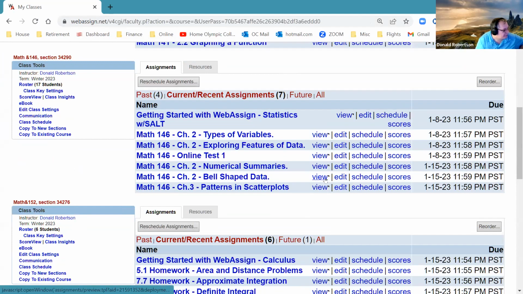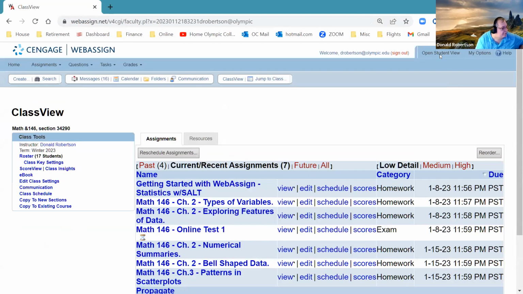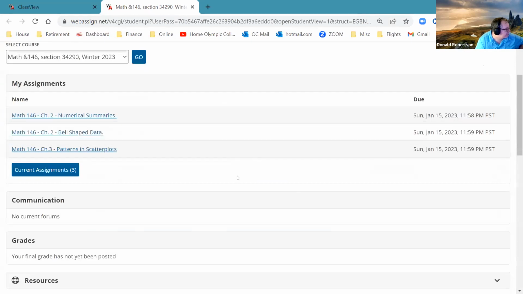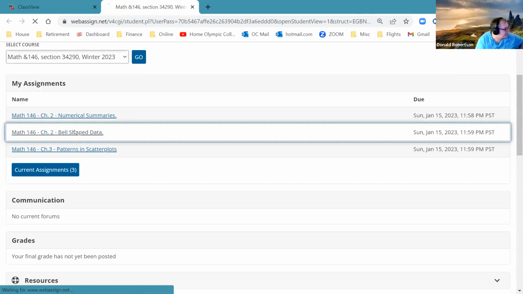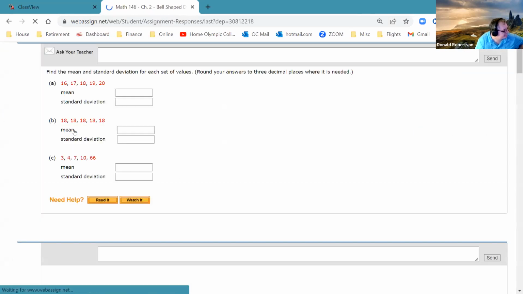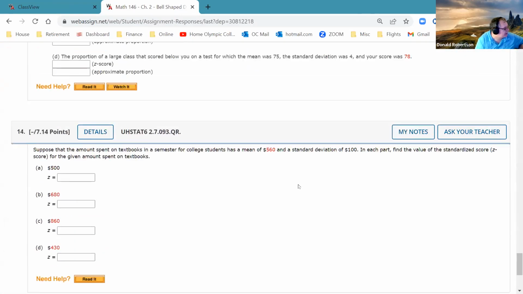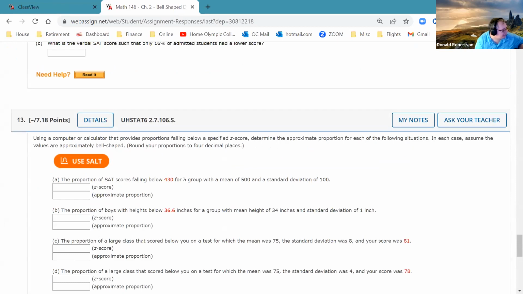And here we go. I'm going to click on that one. I'm going to open student view, which is good. And I want to do bell-shaped data. And I'm going to zoom down to that guy at the bottom again. Here we are. Now the numbers change, so that means I'm going to have to do it again from scratch, but never mind. That 500 and the 100.